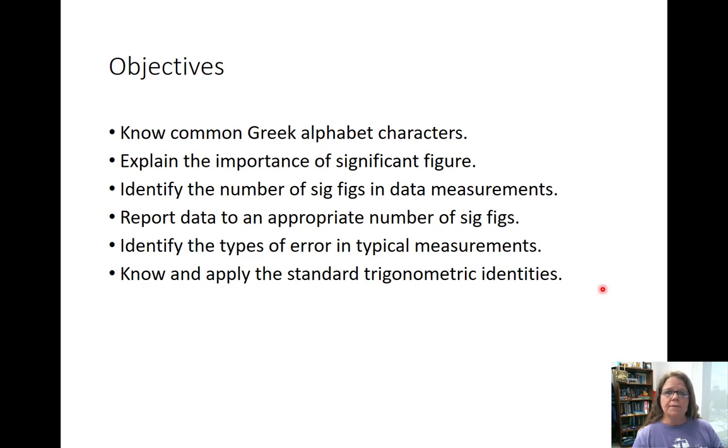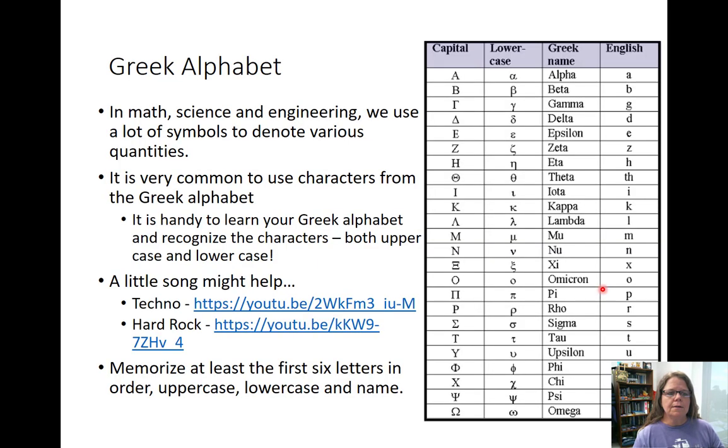Explain the importance of significant figures, be able to identify the number of sig figs in a measurement, be able to report data to the appropriate amount of sig figs, identify the types of error that may be present when you make a measurement, and know and apply the standard trig identities.